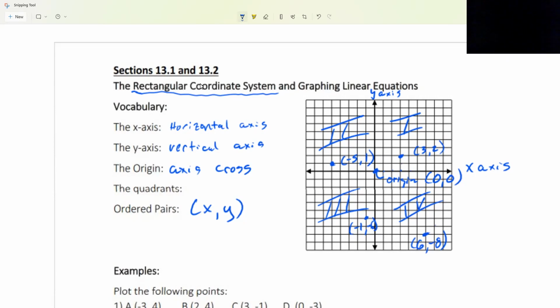You'll be asked to plot coordinates, and then they'll do it in reverse, where they'll ask, hey, what are the coordinates at this point? So you go back and forth. It's like most things you do in mathematics: you learn it one way and then you learn it in reverse.